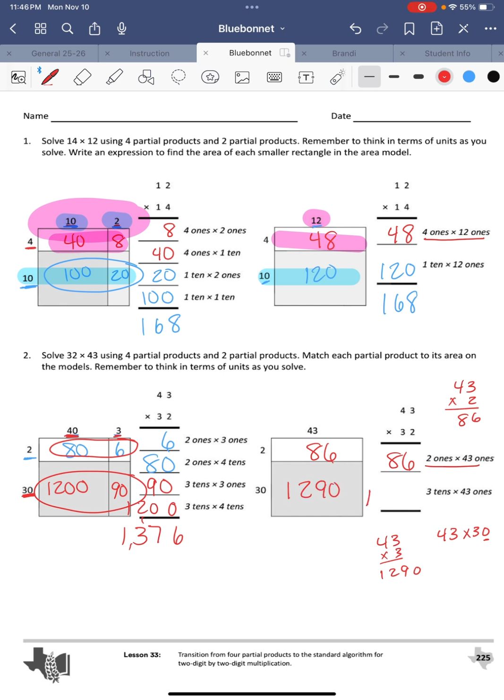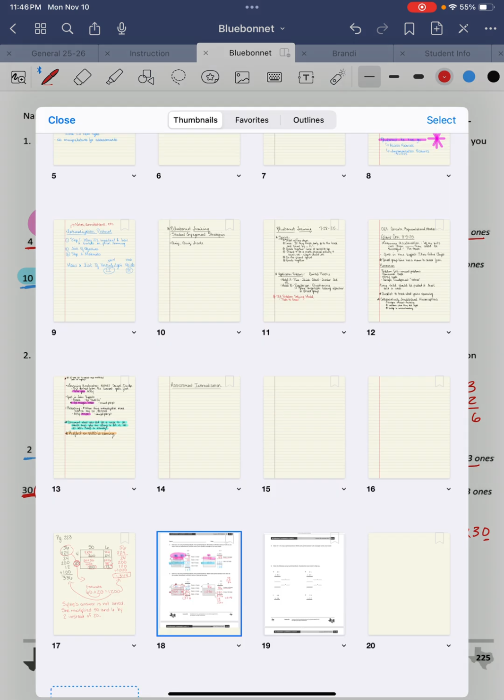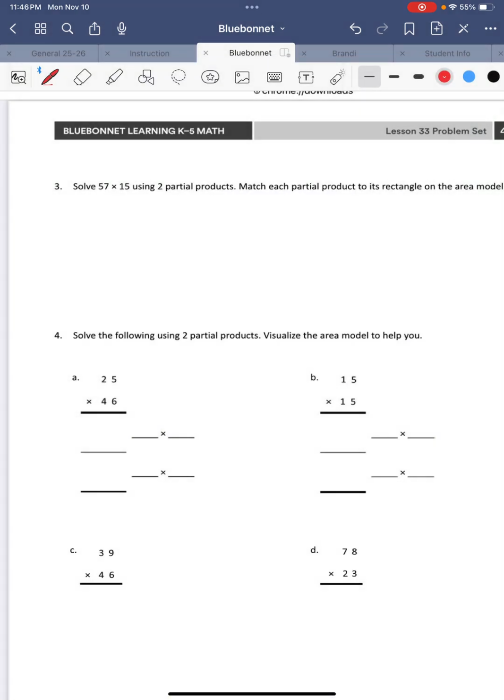And then adding it all up. 6 plus 0 is 6. 9 plus 8 is 17. 2 plus 1 is 3. And 1 more. All right. I'm going to go to the next page.